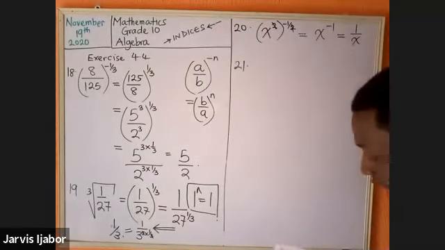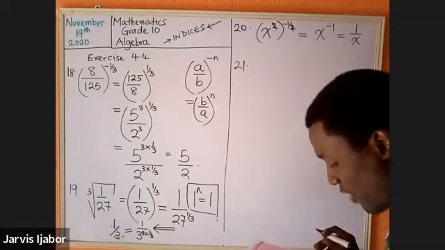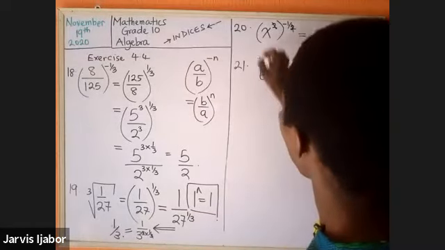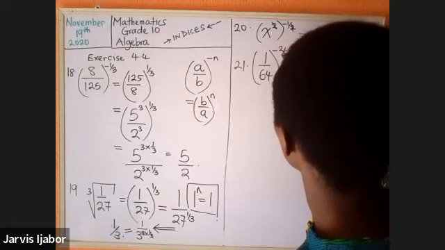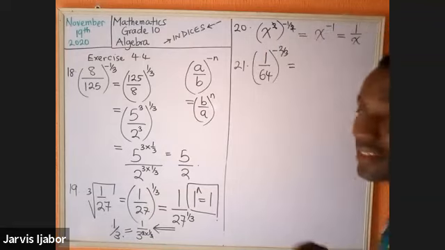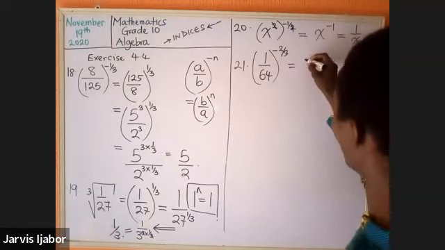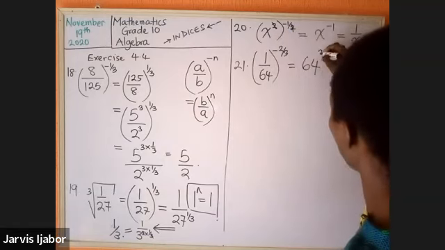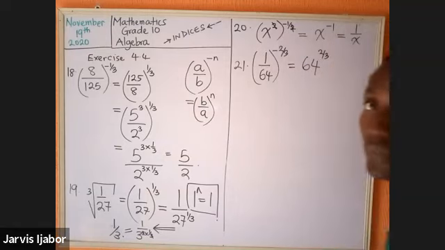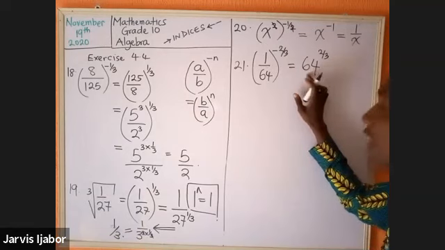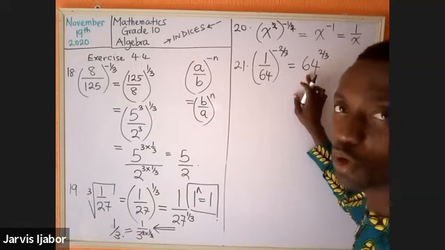In question 21, what do we have? We have 1/64 raised to the power of -2/3. So how do we handle that? This negative will cause a turning effect here, and this will become 64 raised to the power of 2/3. The next thing you need to take off now is, what is the prime factor of 64? It is 2.